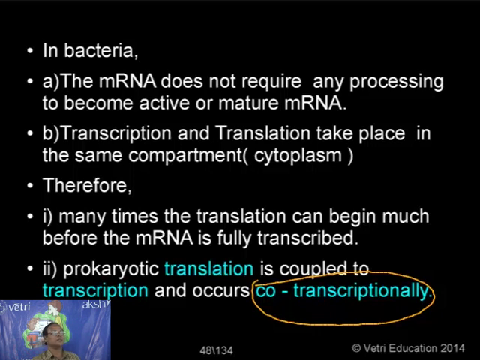Unlike the eukaryotic cells, where the mRNA has to undergo what is called processing, we have the splicing process, then the capping process and the tailing process. All these events have to take place to complete the transcription process. But here, these events do not take place. There is no processing. The mRNA is directly active, and it is considered a mature mRNA.